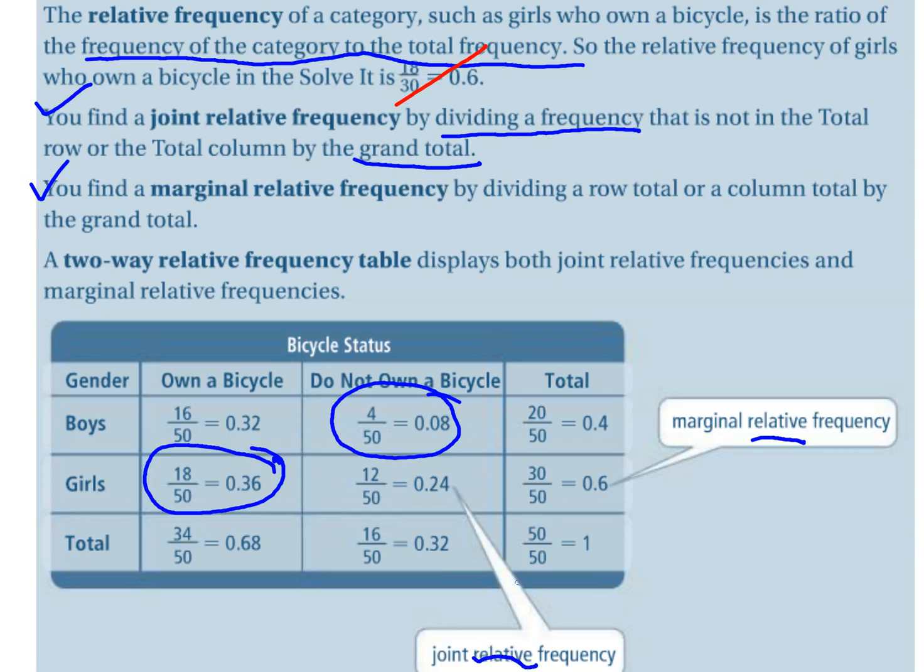Again, the key word is relative. If you see that word relative, then that means divide by either the total in the column, the total in the row, or the grand total.